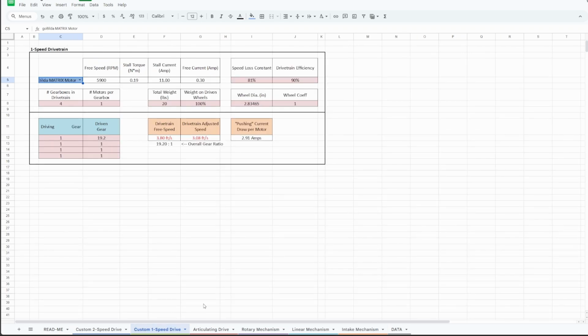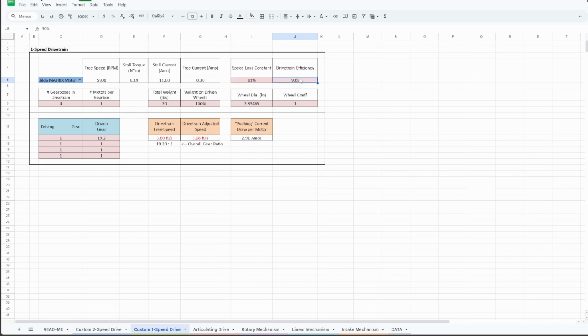So I'm going to go to the 1-speed drive, so I don't have to worry about editing this video much. I'm just going to get straight to the action here. Every cell that is not red is a cell that just outputs data. These are actual calculations. Don't change those. The things that we do want to change are these cells in red. So I'll go over the ones that I usually touch.